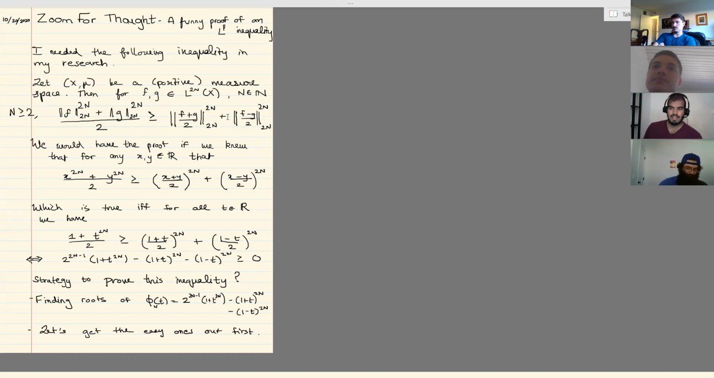So let's say if I ignored this term, hopefully OneNote lets me do Control Z. Oh, great. If I ignored this term, it's probably just convexity of x to the 2n. But I can't ignore that term. I want the f minus g term to be there. So this actually pops up in something called uniform convexity, right?